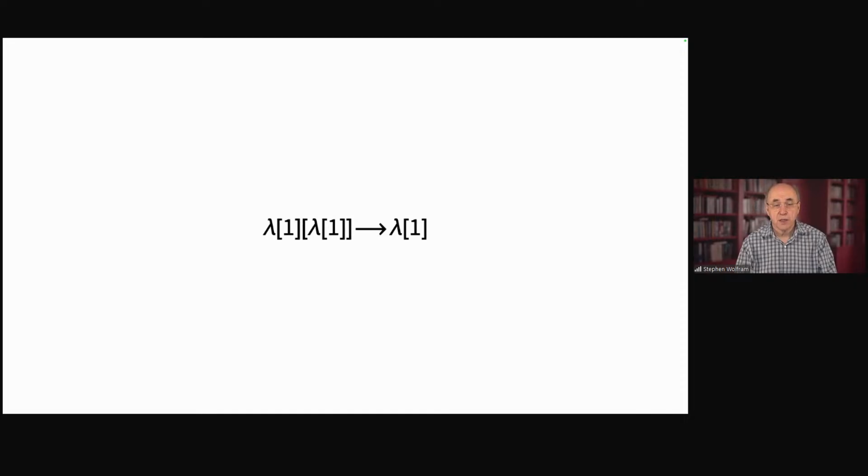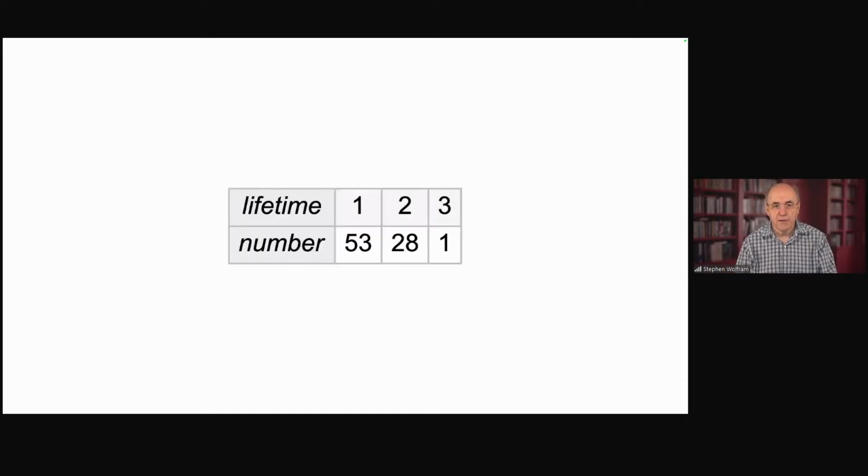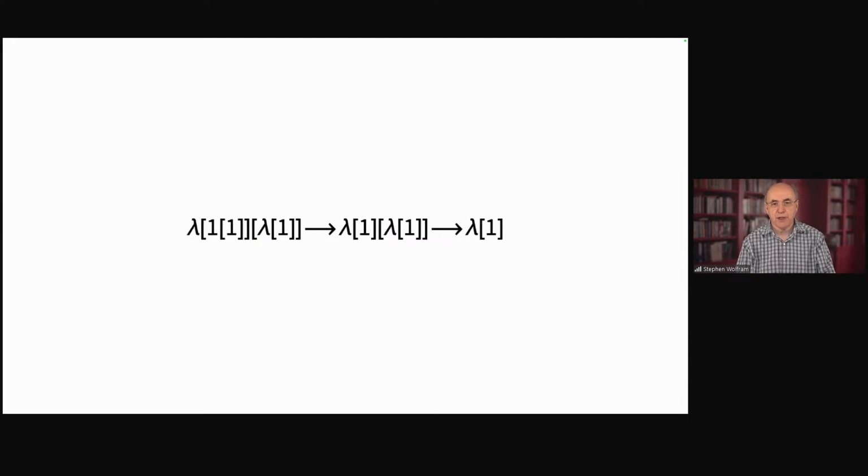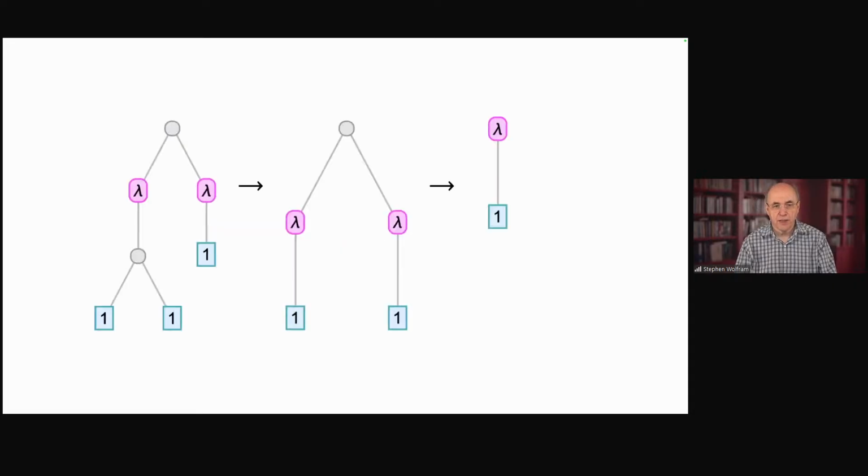But here is an example of size 4 that does have one step of beta reduction that it can do. So at size 5, 30% of lambdas aren't inert, but they have very short lifetimes. The maximum lifetime is only 3 here. So this is the longest evaluation chain of length 3. You can represent that in terms of trees like this.